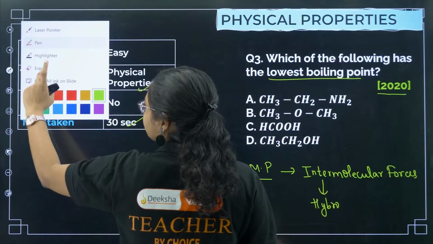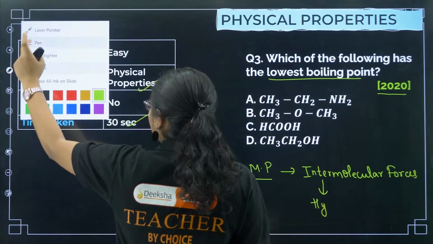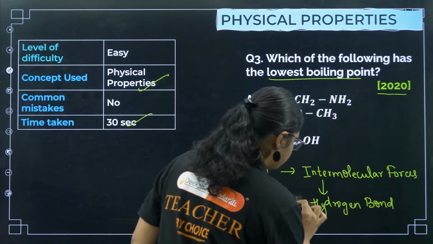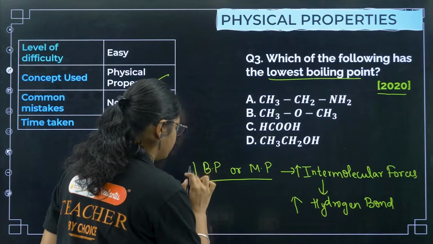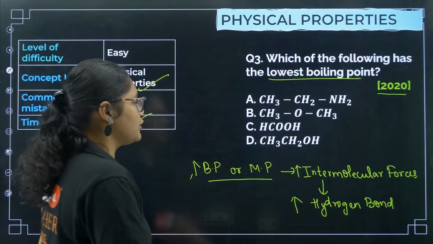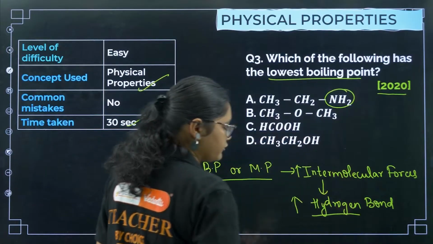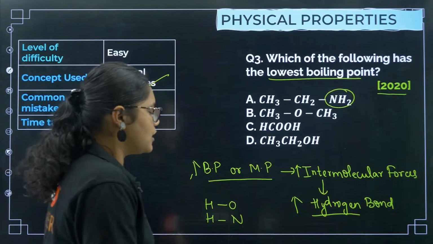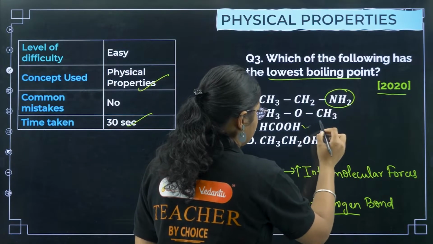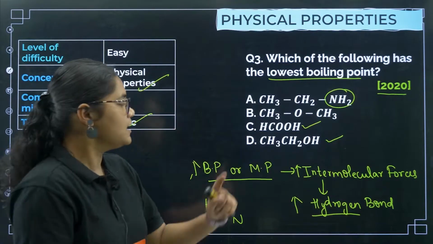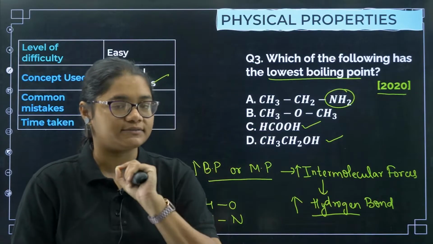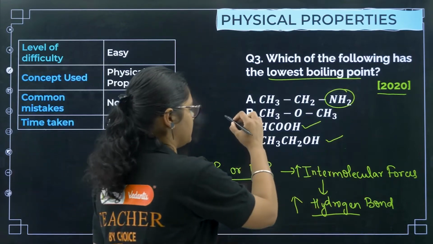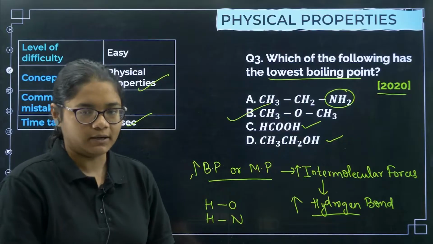Now when we talk about intermolecular forces, we generally talk about hydrogen bonding. If there is more hydrogen bonding, there will be more intermolecular force, and more boiling point and melting point. What is the condition for hydrogen bonding? Hydrogen should be attached to oxygen or nitrogen. In this case, there can be hydrogen bonding here, here also, and here also. But in option number B, which is the ether functional group, there is no hydrogen bonding. So the intermolecular forces will be low, so boiling point and melting point will be low. So the correct answer will be option number B here.